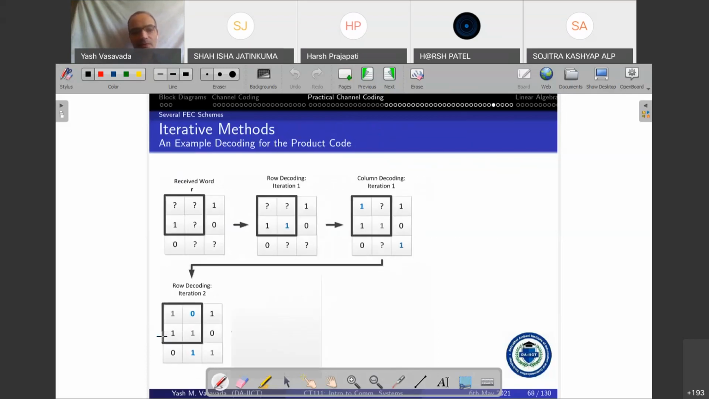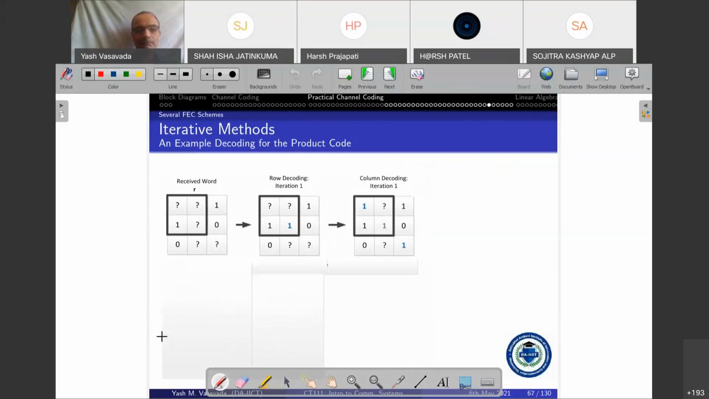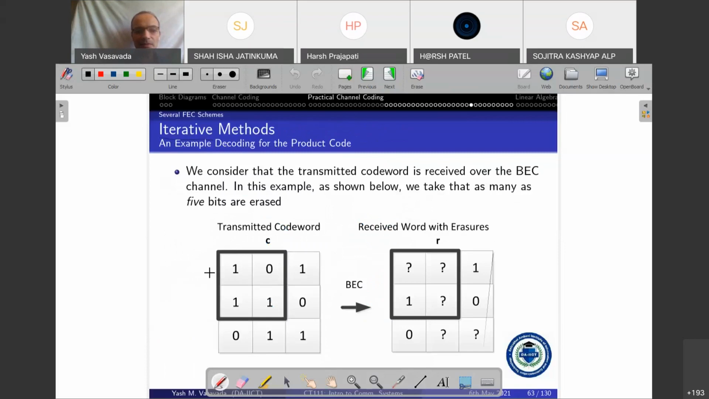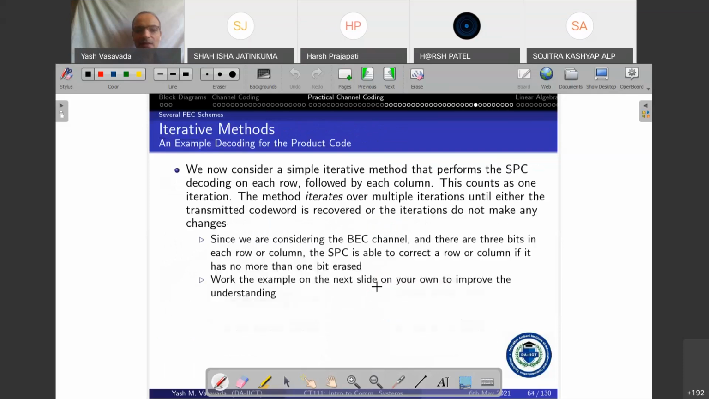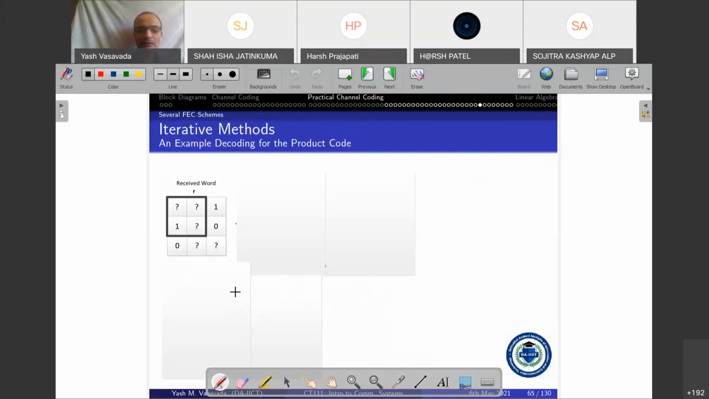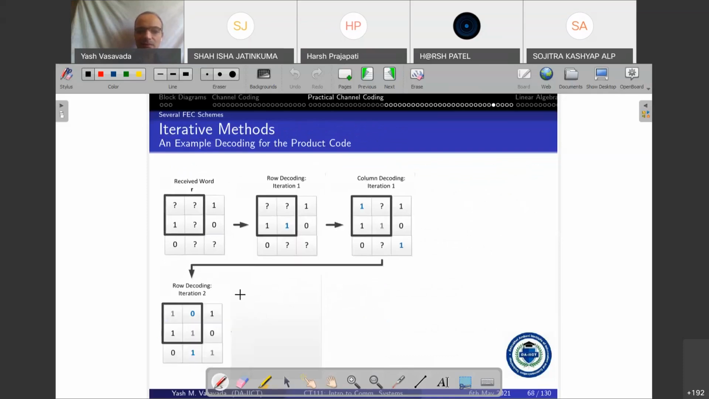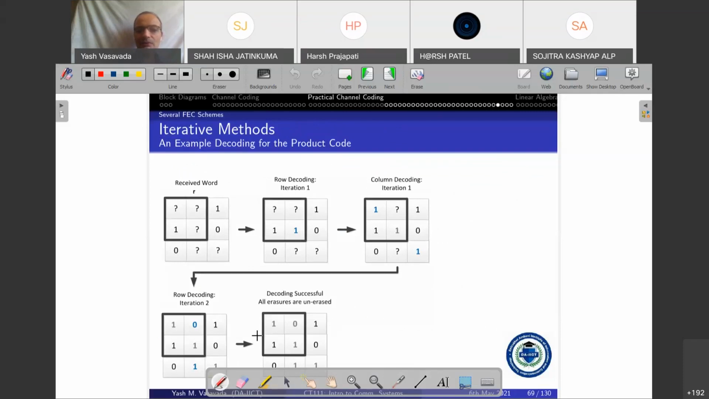Right, so this part here was the transmitted code word. Although 5 out of 9 bits got erased by this iterative example, at the end, the receiver was able to recover exactly the same transmitted code word. So this is the way that the decoding works for the product code, at least for the BEC.